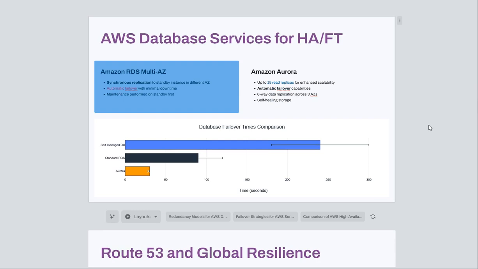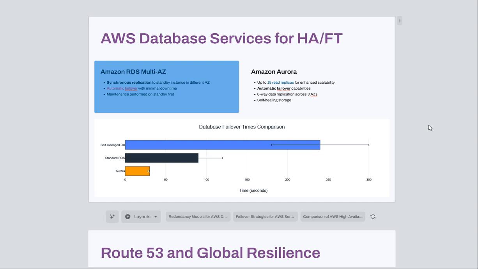AWS database as a service for high availability and fault tolerance, right? Amazon RDS Multi-Availability Zone deployment, right? That's synchronous replication to a standby instance in a different availability zone, right? Synchronous. And then automatic failover with minimal downtime, right? And maintenance is performed on the standby first, right?